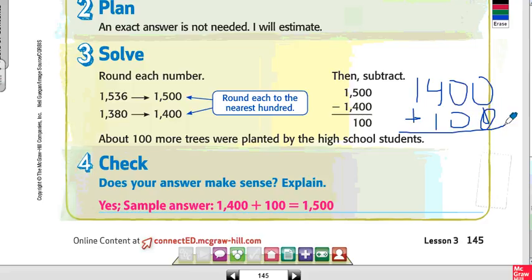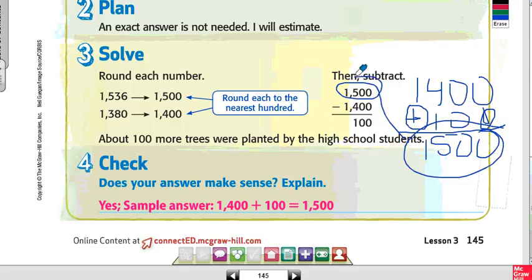0 plus 0 is 0. 0 plus 0 is also 0. 4 plus 1 is 5. We're doing the inverse operation, the opposite. Plus, you see the little plus right there? 4 plus 1 is 5, and then 1 plus 0 is 1. So you're right. This matches the 1,500. Okay, so this is how I would check. I would check by doing the inverse operation. If I worked out the problem using subtraction, in order to check my answer, I could do the opposite and do addition.